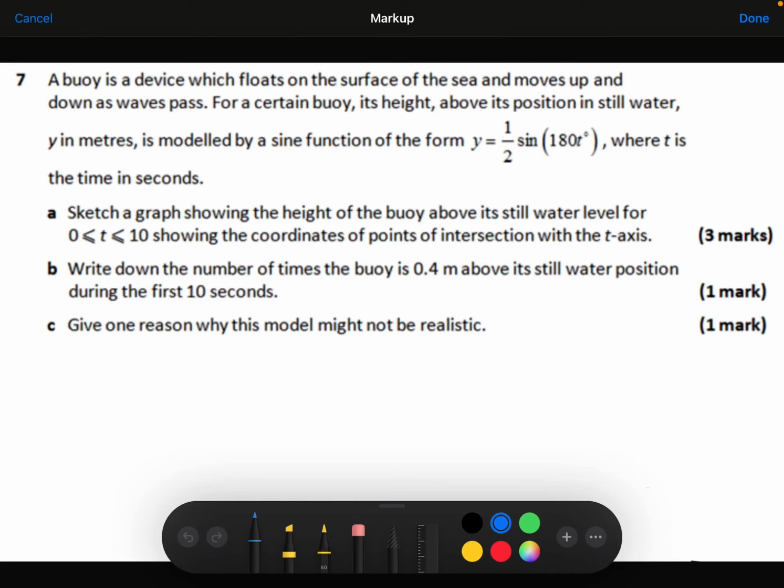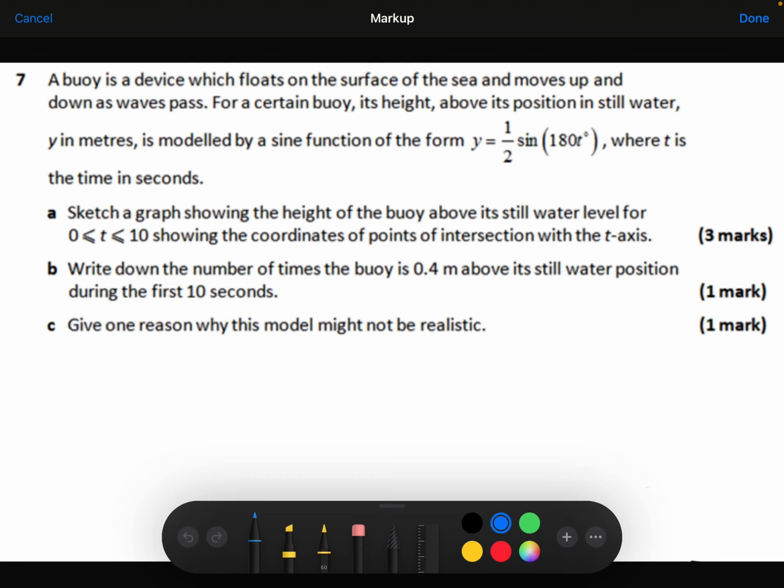A buoy is a device which floats on the surface of the sea and moves up and down as waves pass. For a certain buoy, its height above its position in still water, y in metres, is modelled by a sine function of the form y equals a half sine 180t, where t is the time in seconds. Part A. Sketch a graph showing the height of the buoy above its still water level between 0 and 10 seconds, showing the coordinates of the points of intersection with the t-axis.